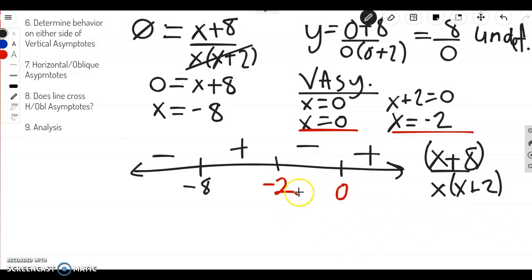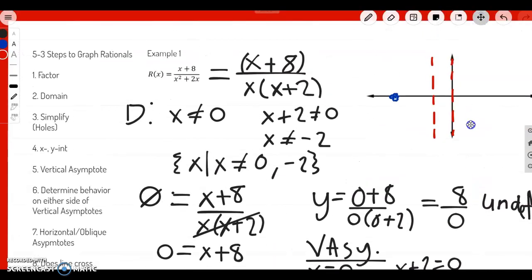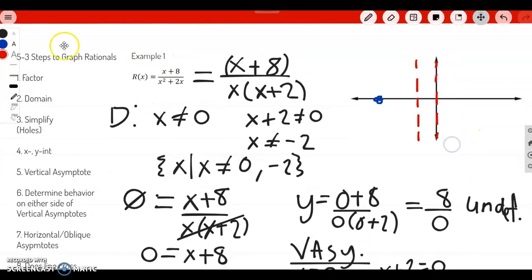All right, and so what this means is on this graph, remember we have asymptotes at negative 2 and at 0. So in between negative 2 and 0, the entire graph is negative. Just to the left of negative 2, the graph is positive, and just to the right of 0, the graph is also positive. So what this is going to look like when we go to graph this is something like this.